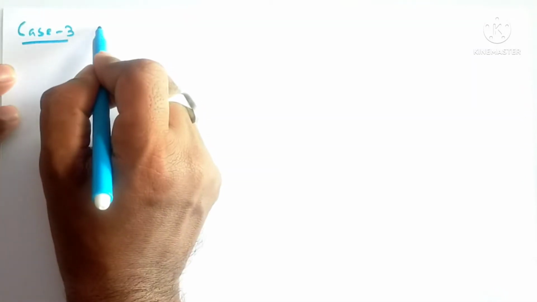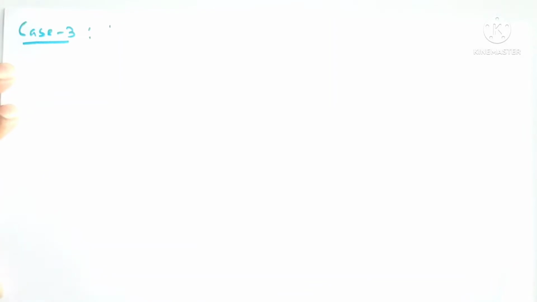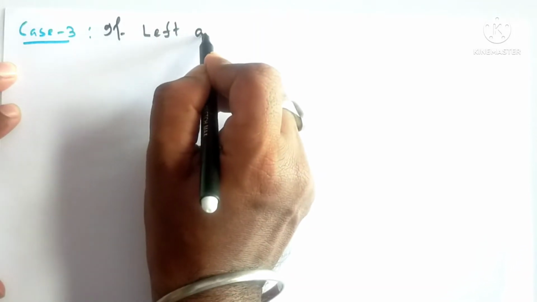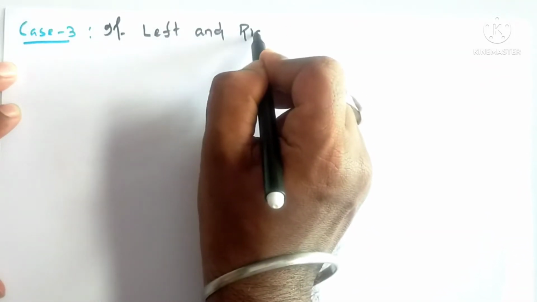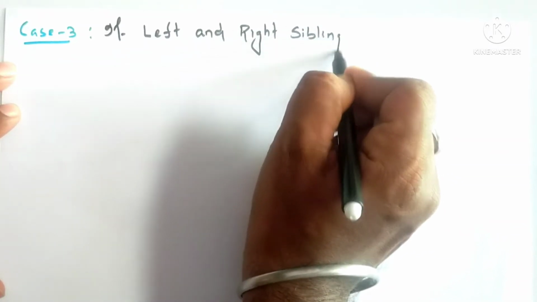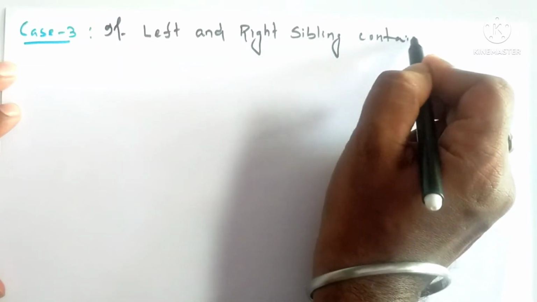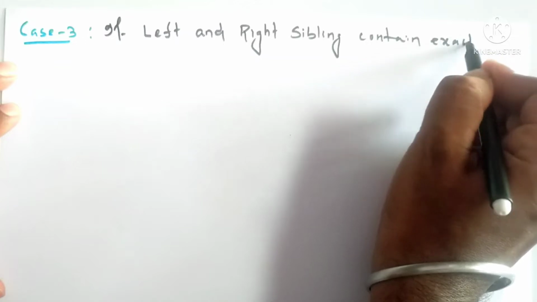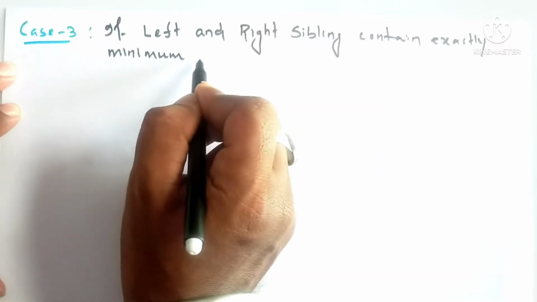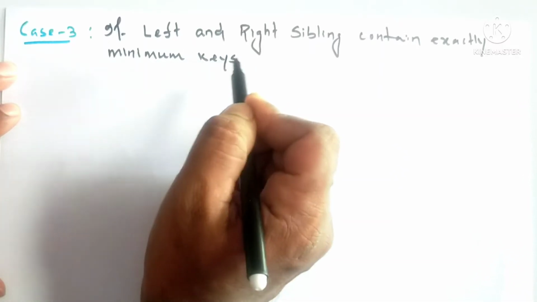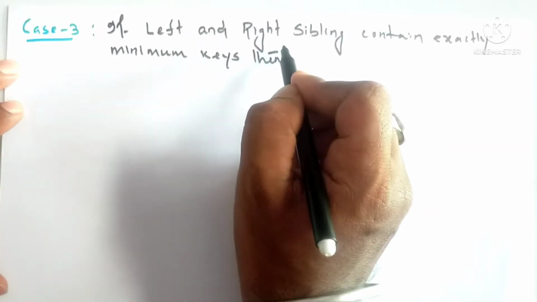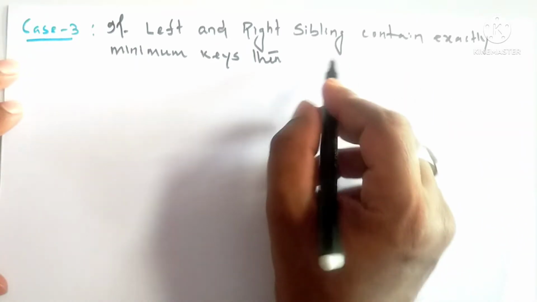Case 3. If the left and right sibling both contain exactly the minimum keys, then what should we do? Then merge with the left or right sibling through the parent.